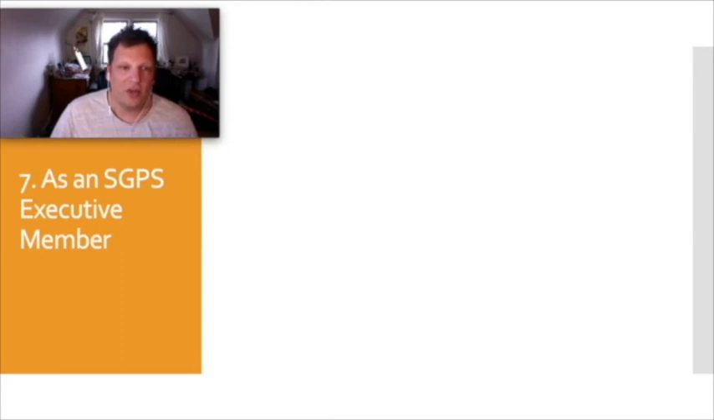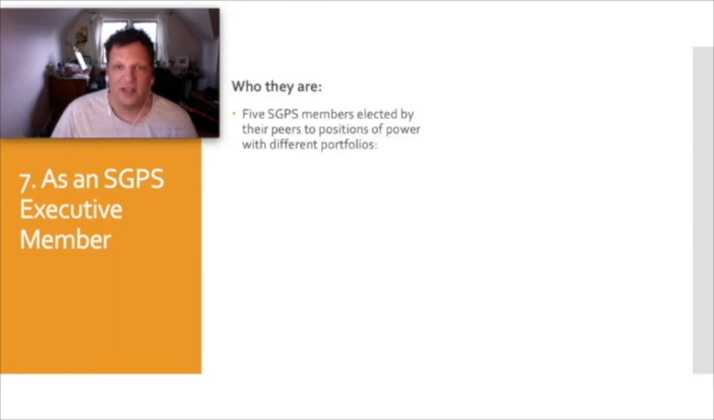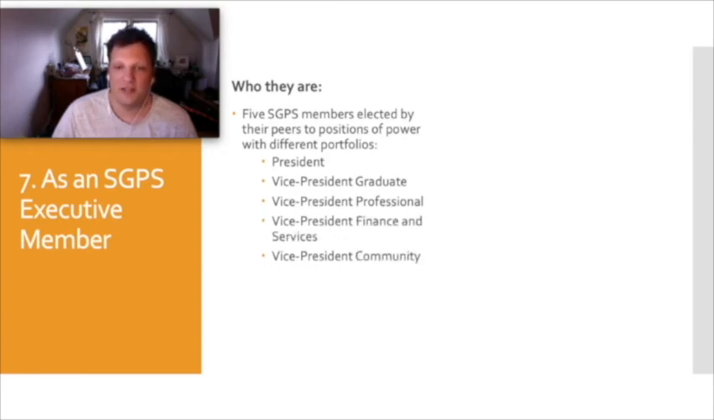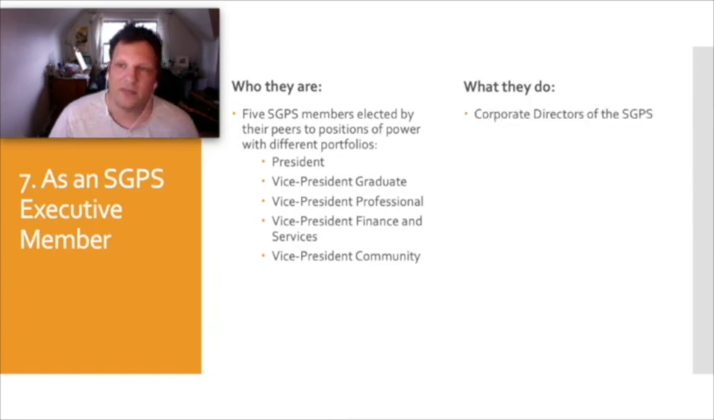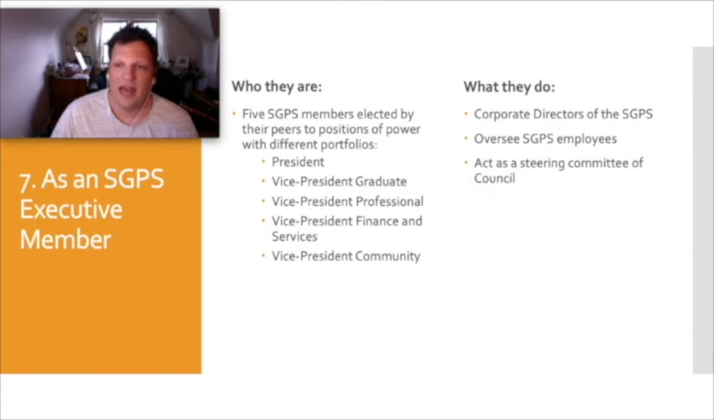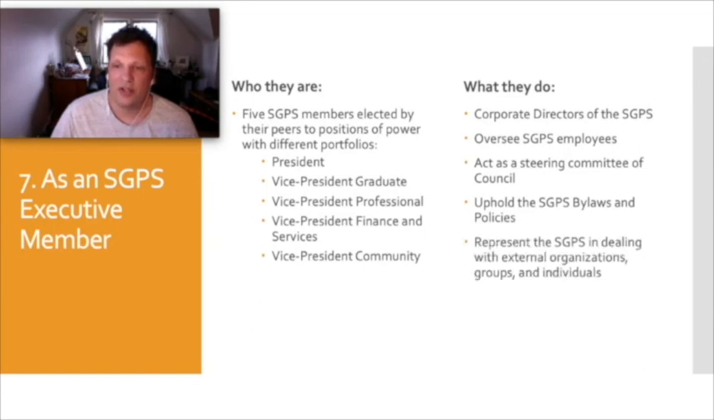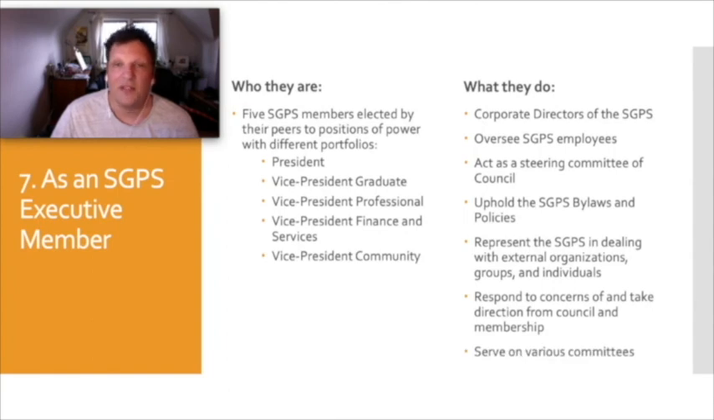Final seventh way that you can become involved in student governance at the SGPS is as an SGPS executive member. So there are 5 elected SGPS executive positions with different portfolios. The president, vice president graduate, vice president professional, vice president finances and services, and vice president community. The executive are the corporate directors of the SGPS. They oversee SGPS employees. They act as a steering committee for council. They uphold the SGPS bylaws and policies, represent the SGPS in dealing with external organizations, groups, and individuals, respond to concerns of and take direction from council and membership, and serve on various committees.